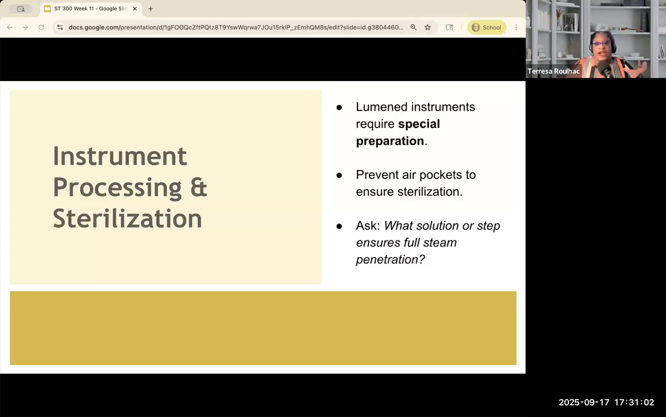Okay, and the last one that I grabbed deals with processing and sterilization. And again, I know that's back in week 1. Now, instruments with lumens, remember, those are the ones that have the hollow center, need special care to avoid air pockets, which can actually block sterilization. There are preparation steps that ensure steam reaches every single part of the lumen.